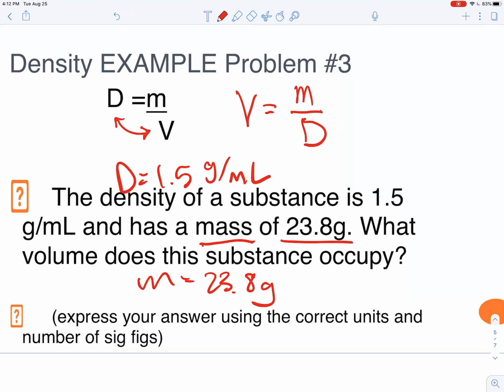So you've got those two numbers. Go ahead and solve, and for all these, make sure you're using the correct units and the correct number of significant figures. Okay, that's it.